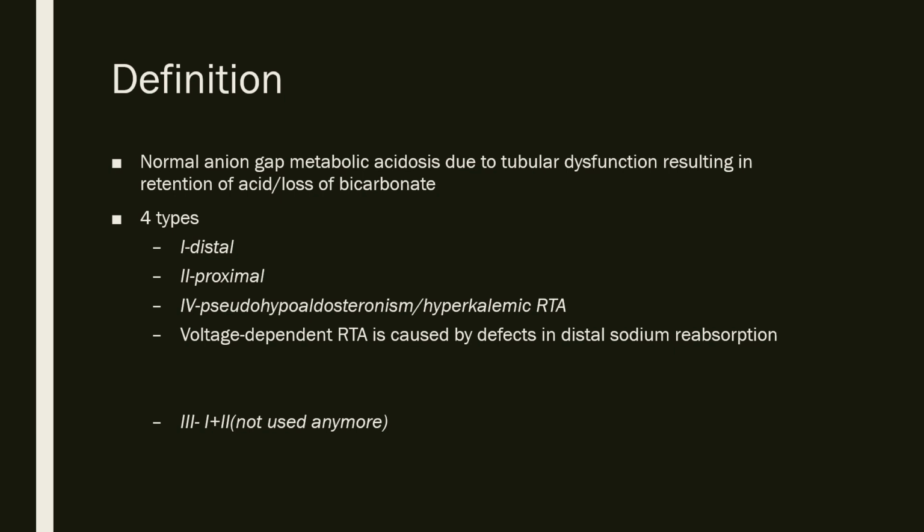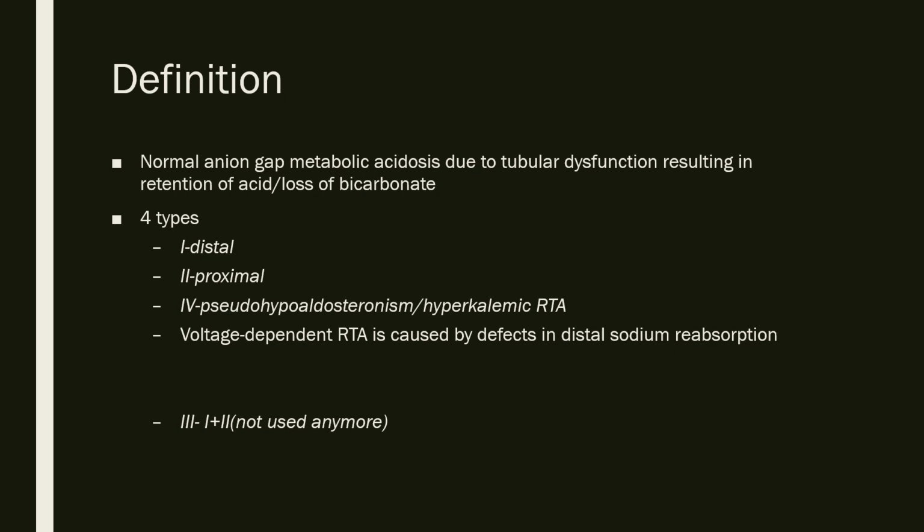There are 4 types. Earlier they used to classify as type 1, 2, 3 and 4. 1 and 2 are paradoxically named reverse. 1 is a distal tubular defect, whereas 2 is a proximal tubular defect. 3 earlier used to be a combination of 1 and 2, but now they are not used anymore. The other 2 types are hyperkalemic renal tubular acidosis. The first 2 are hypokalemic renal tubular acidosis.